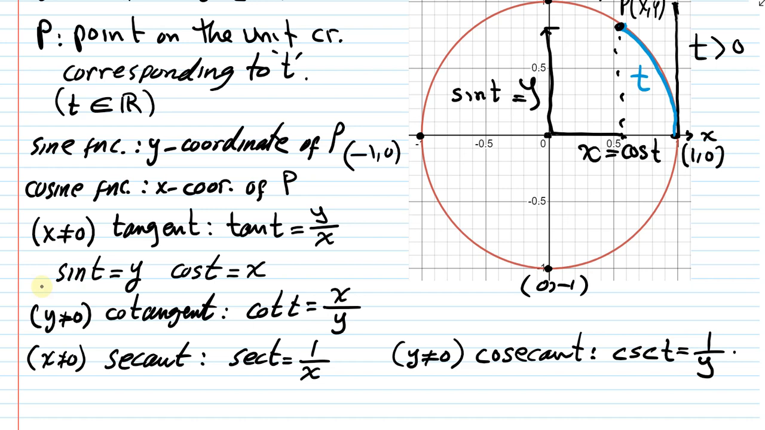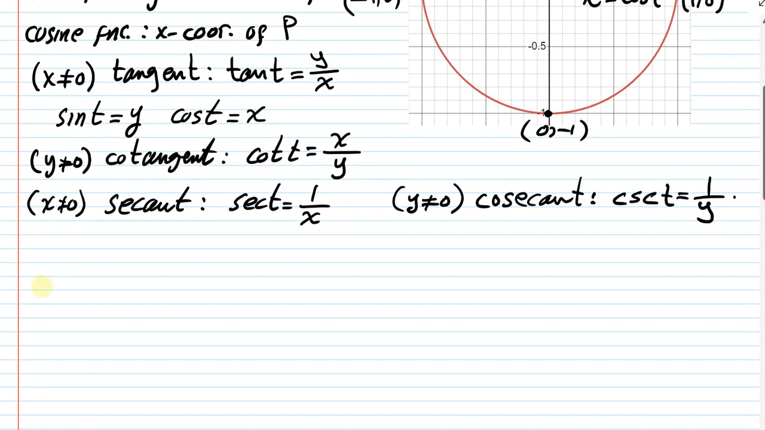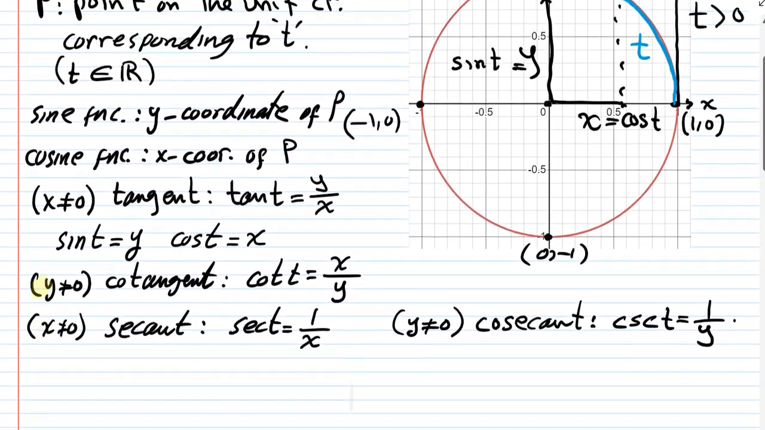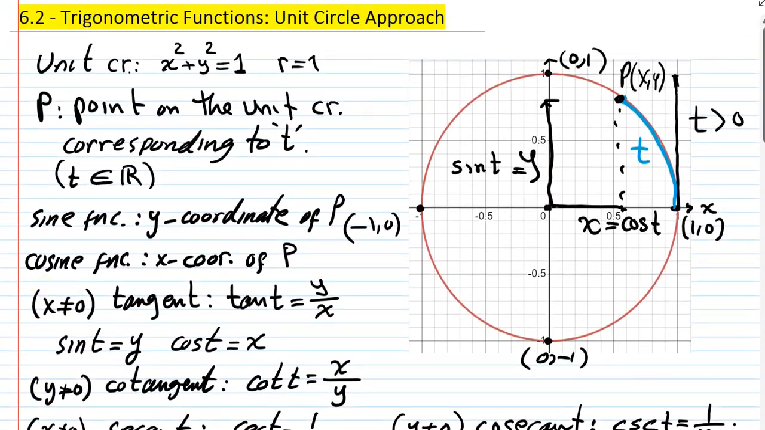Again, I want to emphasize there is no angle theta here. So we're defining trig functions as functions of real numbers. These trig functions are functions of real numbers. All right, so let's see how this is going to work out. Let me copy my circle and we'll do some examples here.